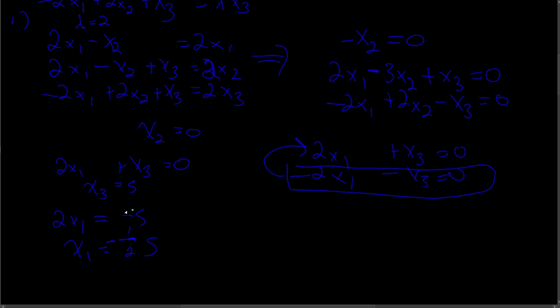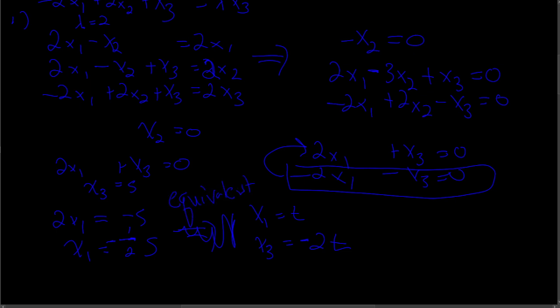Now, the student solution does it the other way. This is the thing about parameterization: I tend to parameterize from the highest number variable to the lowest in order, but the student solution says, hey, let x1 equal the parameter t, then x3 has to equal negative 2t. And you can see that these are equivalent.